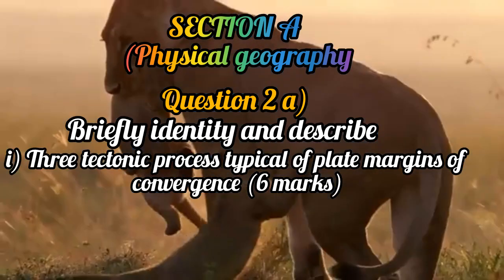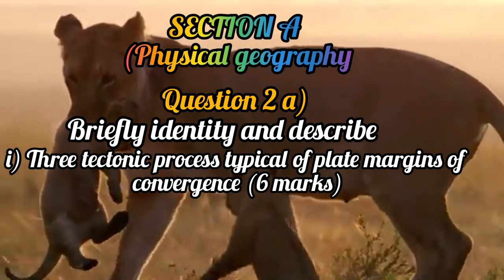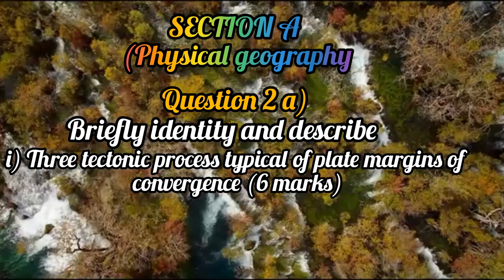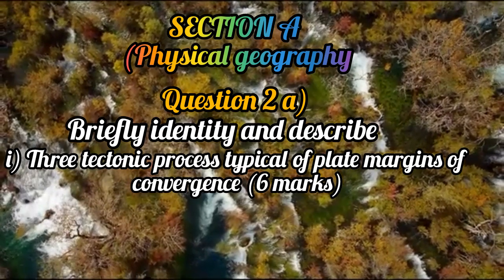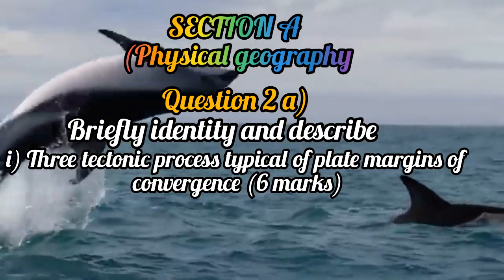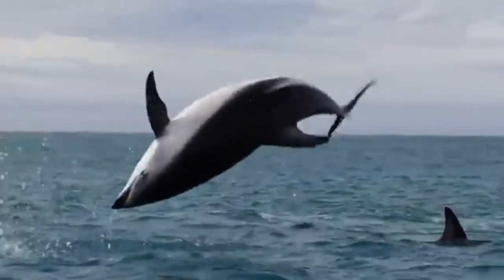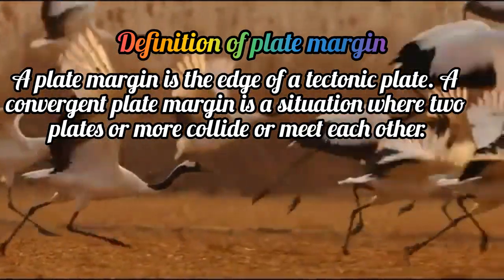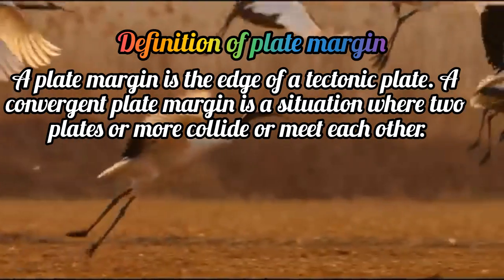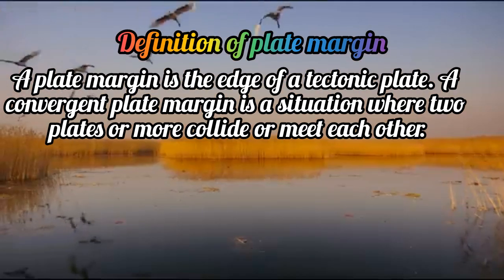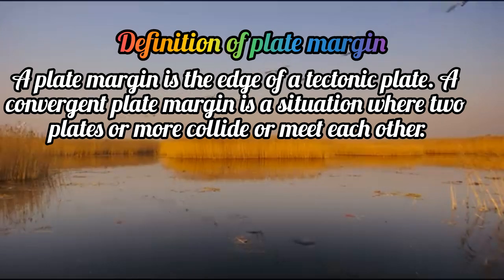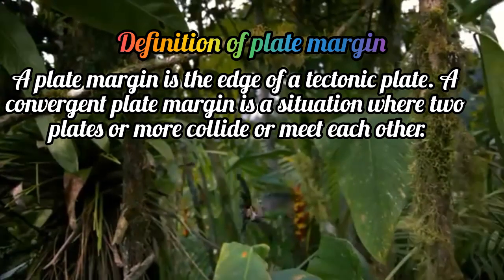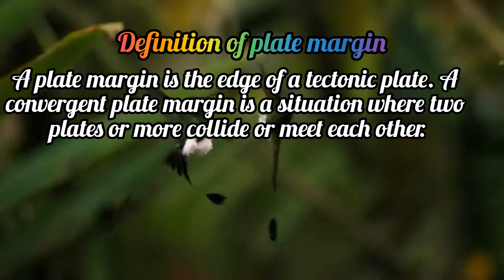Now, to answer this question, you have to define plate margins, then in different paragraphs briefly give the tectonic processes involved with plate margins. A plate margin is the edge of a tectonic plate. Now, a convergent plate margin is therefore a situation where two plates or more collide or meet towards each other. Then in the various paragraphs, you give the processes involved with convergent plate margins.